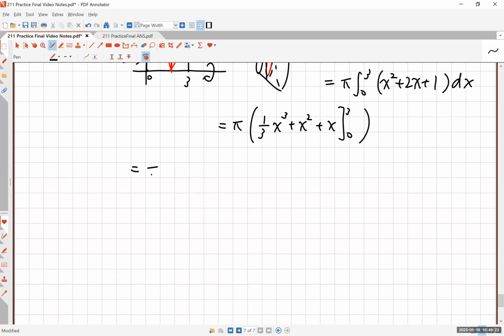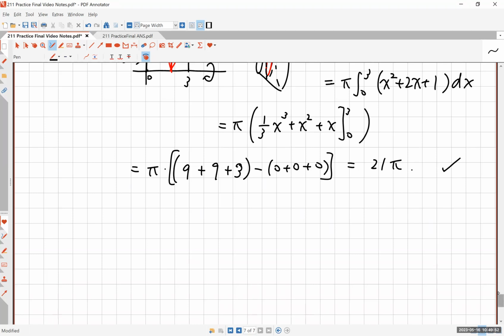All right, so let's go ahead and try to figure this out. When you put 3 here, it's 3 times 3 times 3 divided by 3, that's 9. Second one, 3 times 3, that's 9. X is 3, okay? And then, of course, the last one will just be 0 plus 0 plus 0. And so that to me looks like 21 pi. And that indeed is the answer to that question.